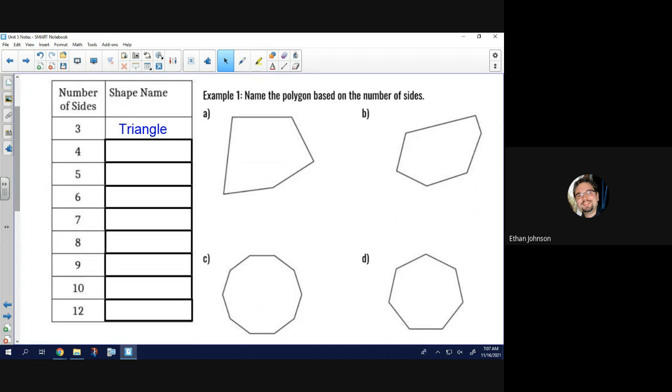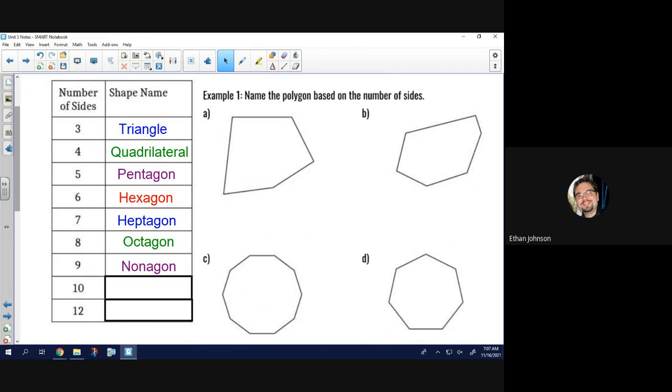For example, a 4-sided shape called a quadrilateral. Quad being 4. A 5-sided shape is called a pentagon. A 6-sided shape is a hexagon. A 7-sided shape is a heptagon. An 8-sided shape is an octagon. A 9-sided shape is a nonagon. A 10-sided shape is a decagon. Deca like decade. And a 12-sided shape, yes, we skip 11, is called a dodecagon.